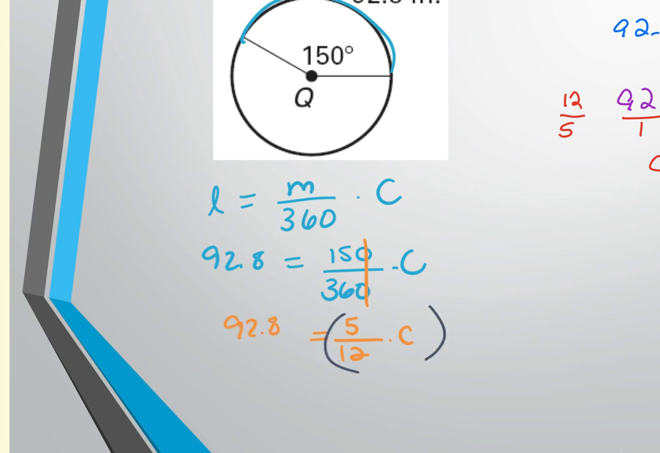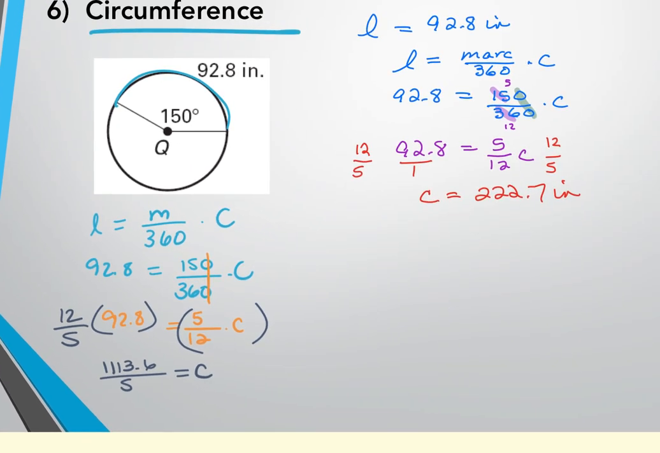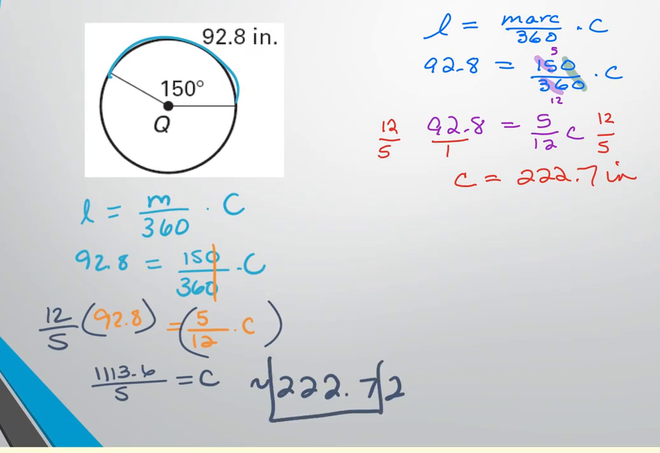If I wanted to keep it exact, I'd multiply both sides by 12 over 5. And then I would do 92.8 times 12, 1113.6 over 5 would be your circumference. Rounded, 1113.6 divided by 5 is 222.72. And on yours it says tenth, right? So it'd be 222.7. Questions?